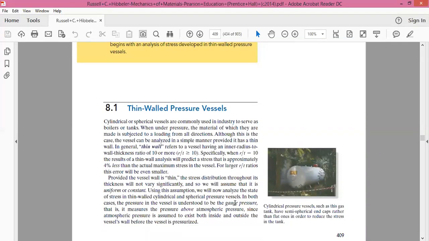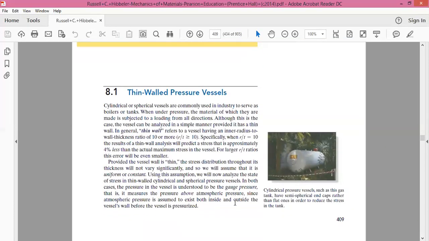But before we understand the concept of the combined loading, we need to understand a very, very important theory. That's called the theory of pressure vessels.